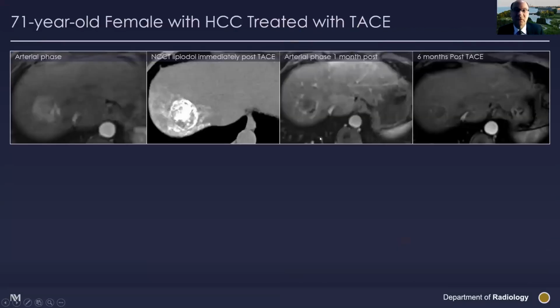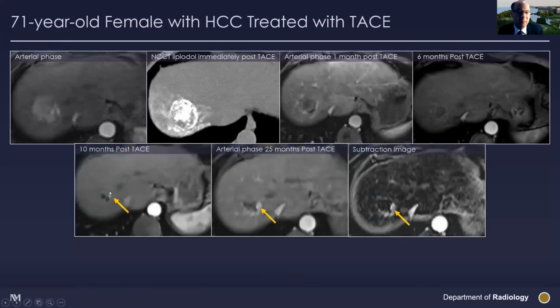This is a 71-year-old female with HCC who was treated with chemoembolization. You can nicely see the HCC here. Again, you can see the Lipiodol accumulating in the lesion. One month later, you can see there's good response. It's smaller. At 6 months, it certainly looks like it's been a good response. It's still getting smaller. You can see by 10 months, though, there's a small nodule of enhancement, probably recurrent disease along the margin. At 25 months, even though it's a small nodule, it grows very slowly, and you can see that it's growing. So it was retreated, in this case, I think, with ablation.